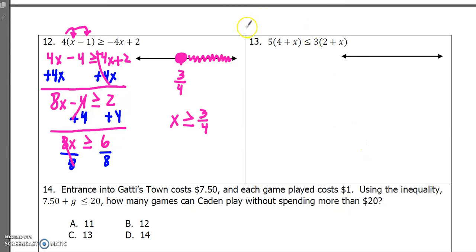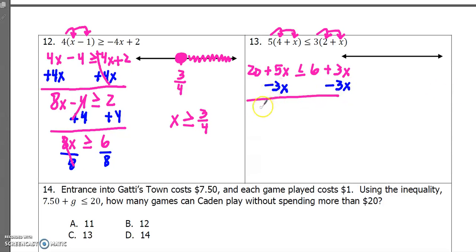So number 13, same thing. I need to do some distributing to eliminate my parentheses. So I have 5 times 4, which is 20, plus 5 times x, which is 5x, less than or equal to 3 times 2, which is 6, plus 3 times x, which is 3x. Okay, let's get the x's on one side. I want to move them to the left, so I'm going to subtract 3x from my right. I have to do the same thing on my left. So I'm going to have 20, and then 5x minus 3x is a positive 2x, less than or equal to 6, and these are gone.